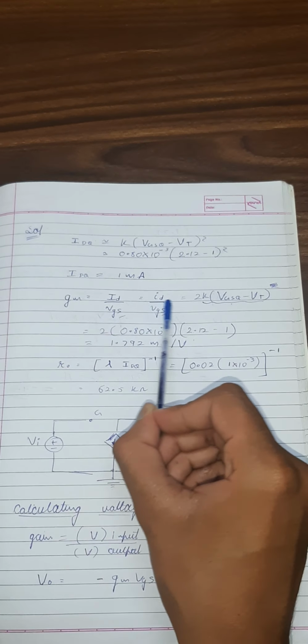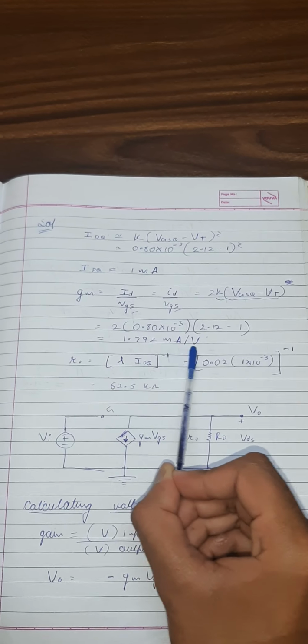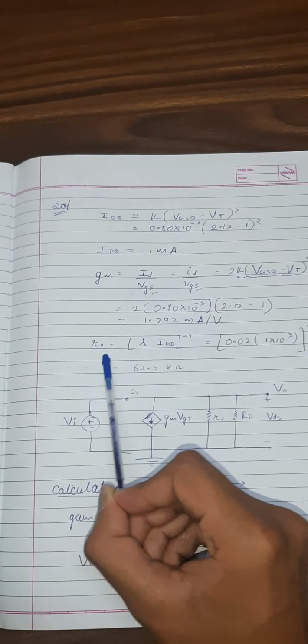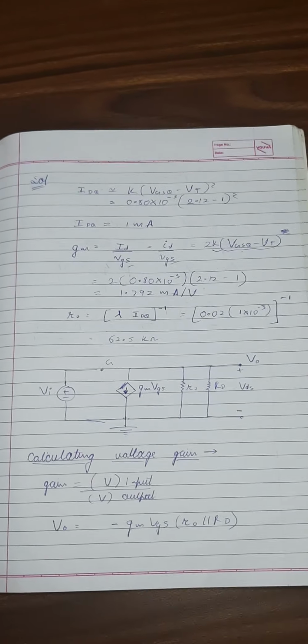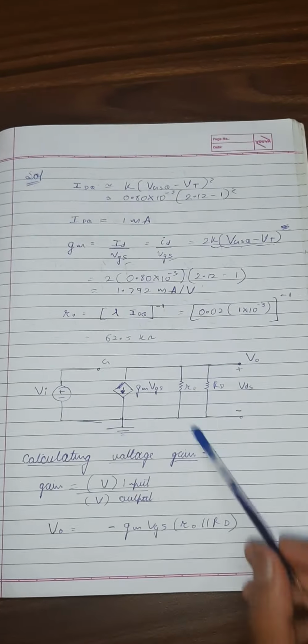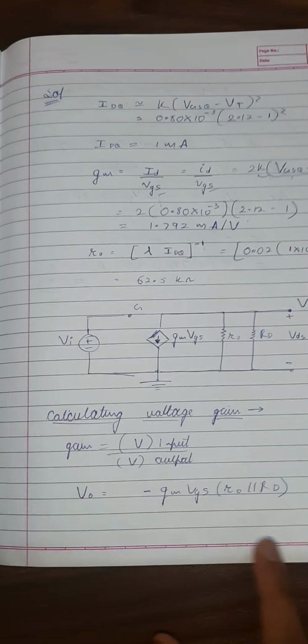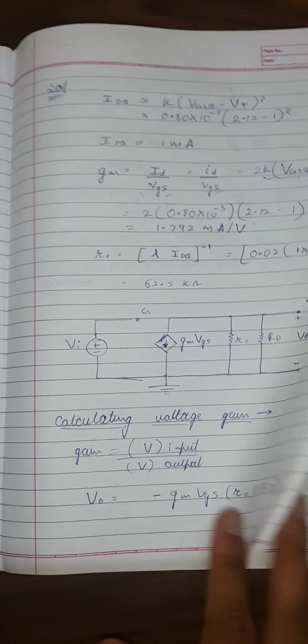GM is equal to ID by VGS. We are getting GM, and then RO, the output resistance, is equal to 1 by lambda IDQ. Here is the equivalent circuit in which you can see RO. Moving ahead with lambda, we calculate the voltage gain. Gain is equal to Vo by Vi, where Vo is equal to minus GM VGS times RO parallel RD, from this circuit.